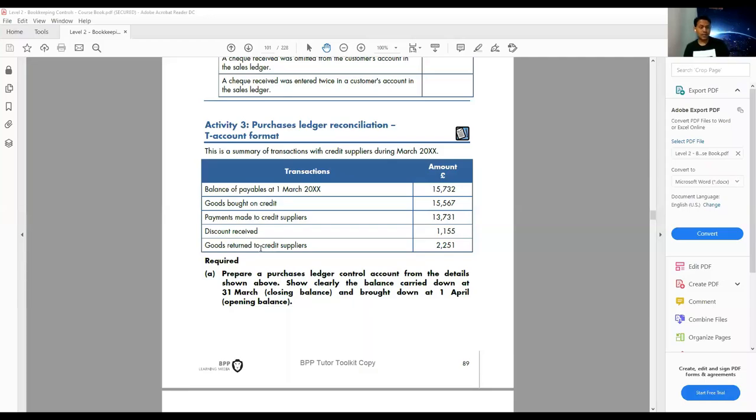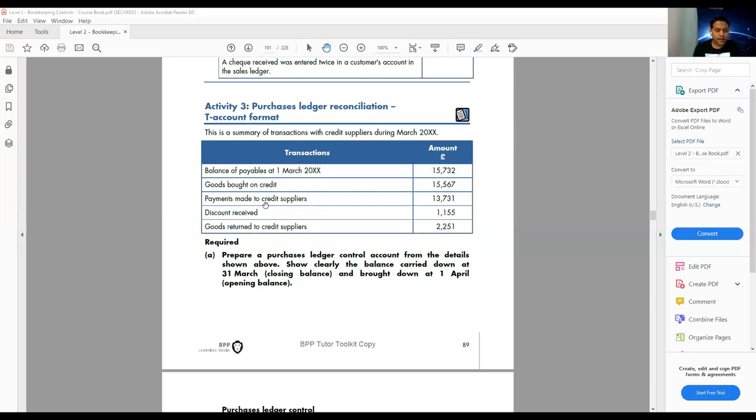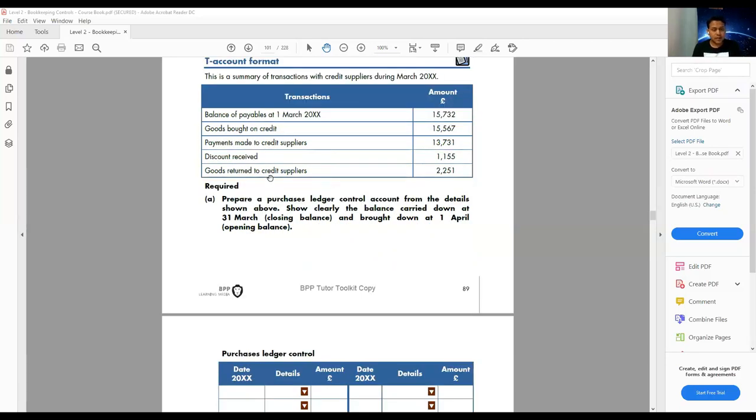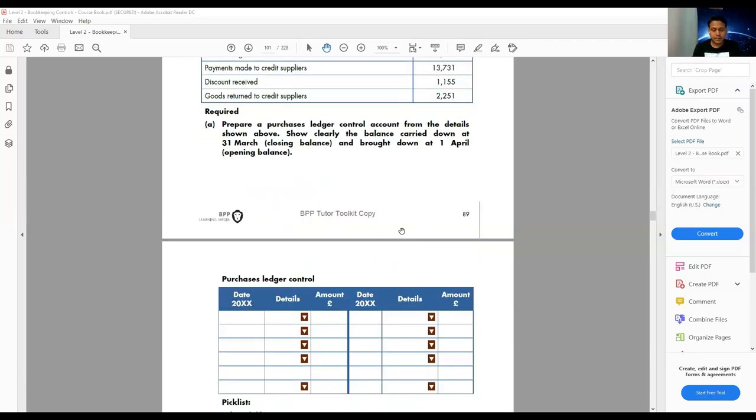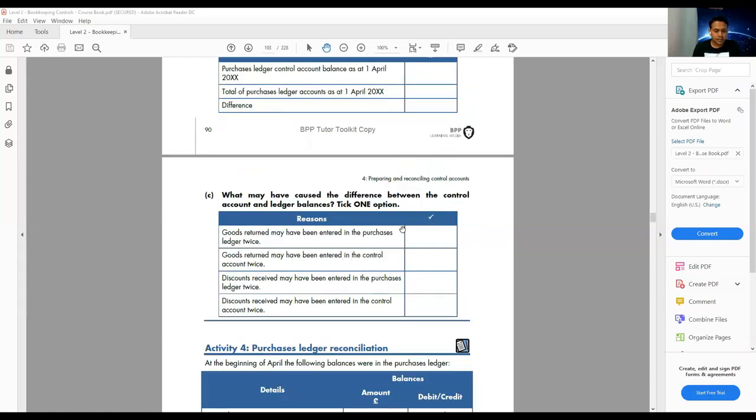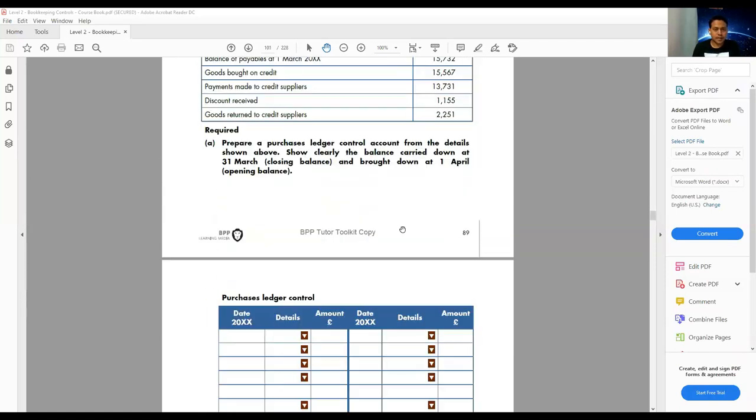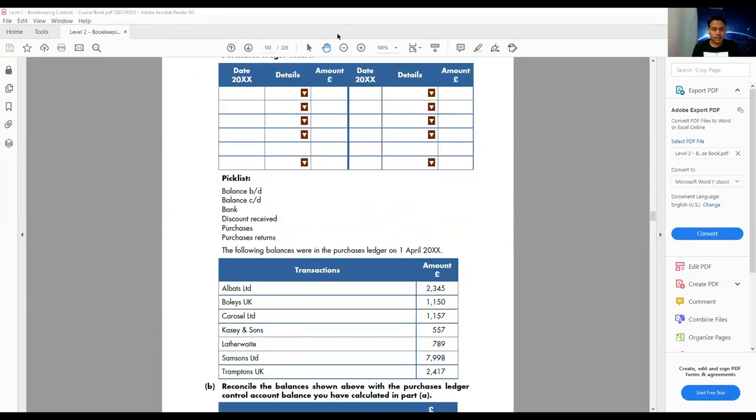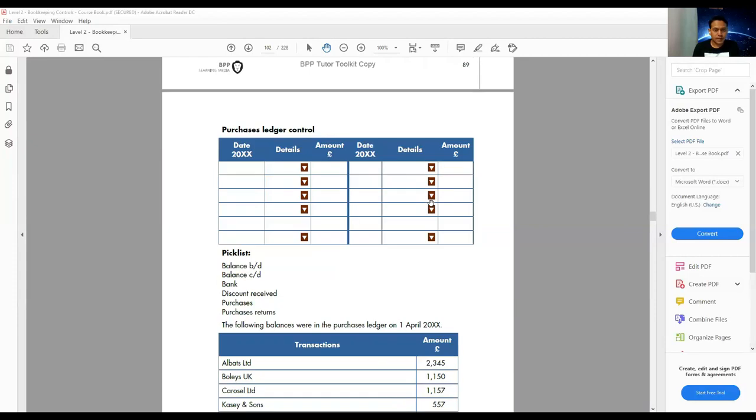All right, welcome back. Let's start with our activity 3, purchase ledger control reconciliation. Let's have a look at what we have in this question. You can see here we have the summary of the transactions with the credit supplier: the opening balance, goods bought on credit, payment made to credit supplier, discount received, and goods returned to credit supplier. So we have exactly the same thing we did before, but this is for our credit supplier. So that is the purchase ledger control account. Let's do this one and find it out.